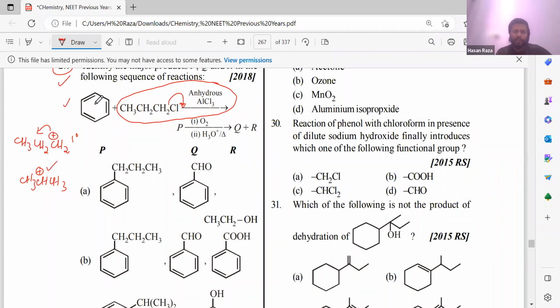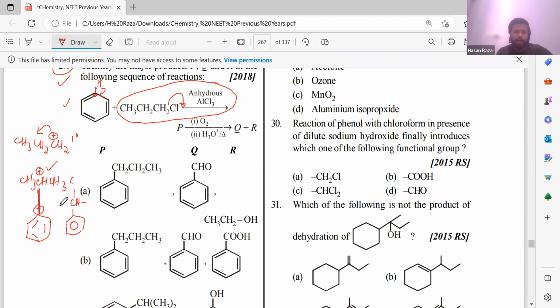Now this is your benzene. You can create a negative charge. You are going to remove one of the hydrogens. The hydrogen will give its electron to the carbon, and it will leave in proton form. So there will be bonding between them. So it forms cumene. If you look at it carefully, it forms cumene.